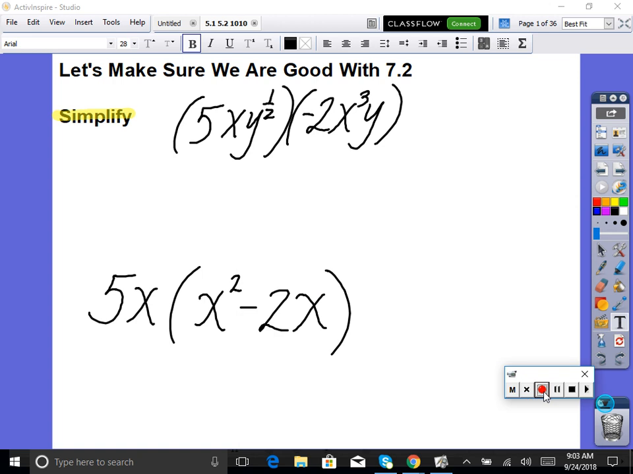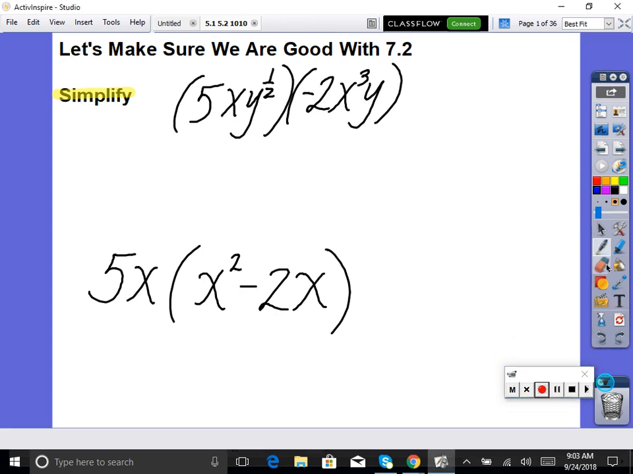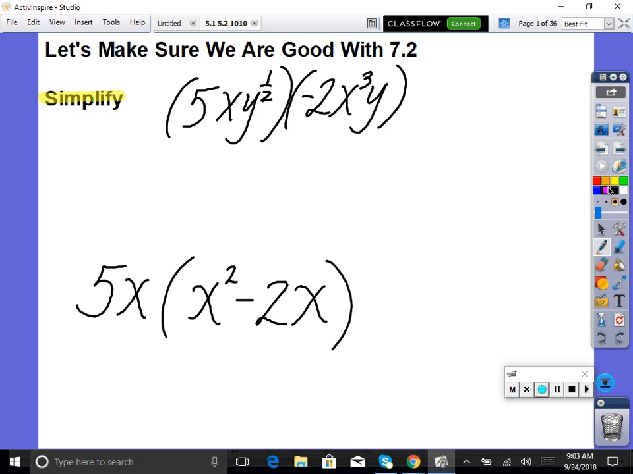Okay, so we're gonna make sure real quick, you've already learned 7.2, we're gonna make sure we're good with 7.2 before we go on. So just watching to make sure. If I said to you simplify, everyone looking, this is not a distribution problem. Look, there's all multiplication signs, so we can just reorder it.